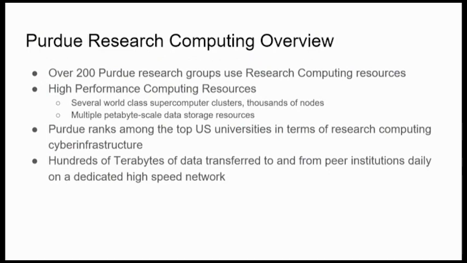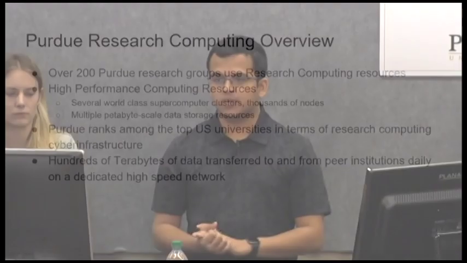These include all of our community clusters, which provide compute to researchers. We have several world-class supercomputing clusters, thousands of nodes, and we've had multiple top 500 supercomputers in our infrastructure over the last few years. We have multiple petabyte scale data storage resources, some for immediate result storage and high performance storage, and some for cold storage where you're trying to store petabytes of data for a long period of time.